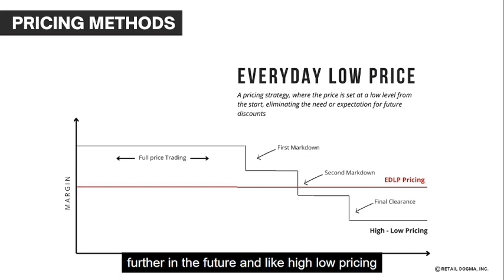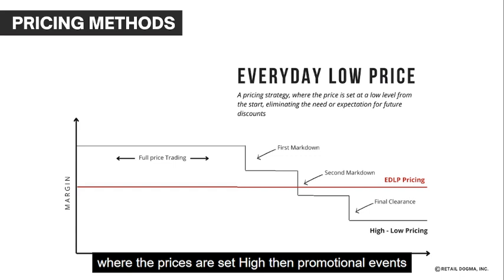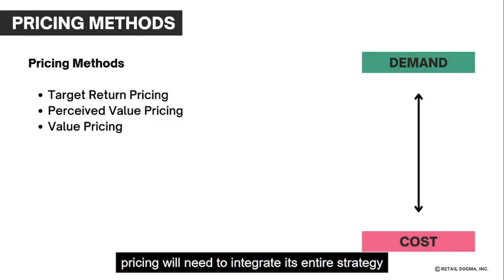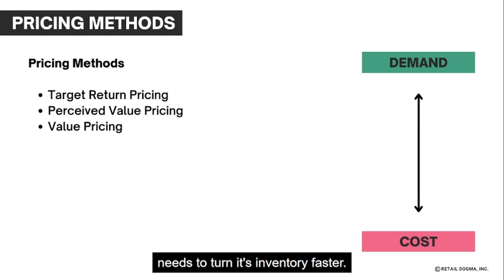Unlike high-low pricing, where the prices are set high, then promotional events are initiated to drive urgency and accelerate selling of the merchandise. A company that implements value pricing will need to integrate its entire strategy and operations to support such a method, by making sure that it operates in a lean way to save costs and be able to sell at such low margins. It also needs to turn its inventory faster.